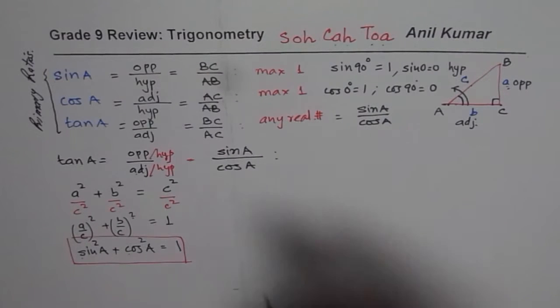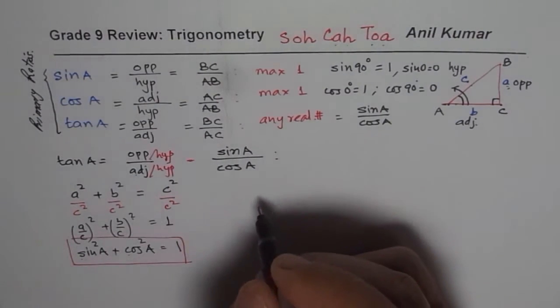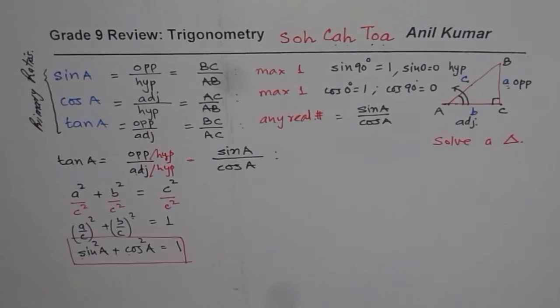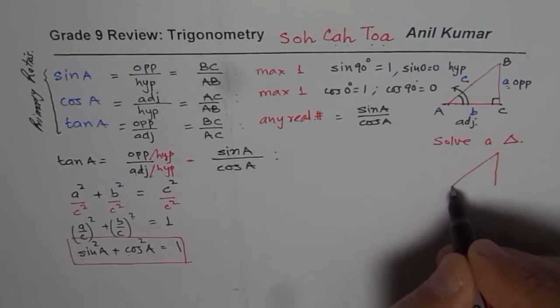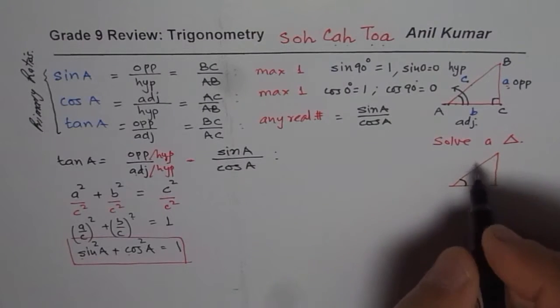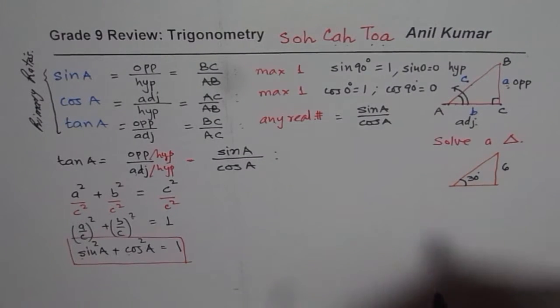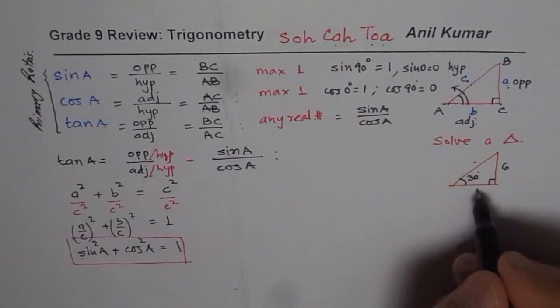So this is all we can know about trigonometry of right triangles. Now another important thing you learn is how to solve a triangle, right? Especially we'll begin with a right triangle, and let me take one more example here. Let's say we have a triangle and I am given one angle and one side. Let us say this angle is 30 degrees, and the side opposite, let us say, is 6, and I need to find the other angles. We know this is a right triangle. How can I find the other sides?